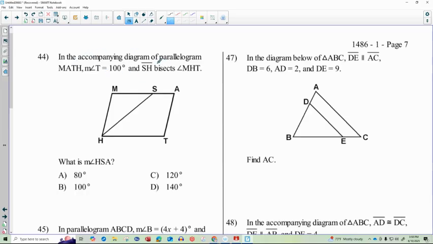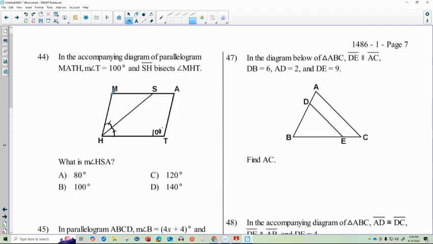In the diagram, we see a parallelogram, so everything we know about parallelograms, we have to apply to this. And they give us the measure of angle T of 100 degrees. They also tell us that SH, this line here, is bisecting, meaning cutting in half, the measure of angle MHT. That means that this angle here and this angle here have to be the same. That's what bisect means.